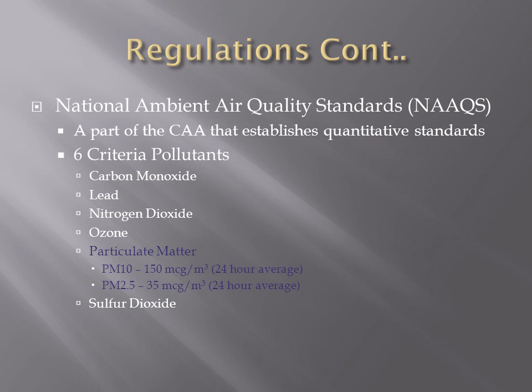We can see the quantitative standards for particulate matter below. PM10 has a 24-hour average concentration of 150 micrograms per cubic meter, while PM2.5 is much lower at 35 micrograms per cubic meter. This is the 24-hour average that must be met by localities. This is the ambient air as opposed to the concentration located at a specific source.